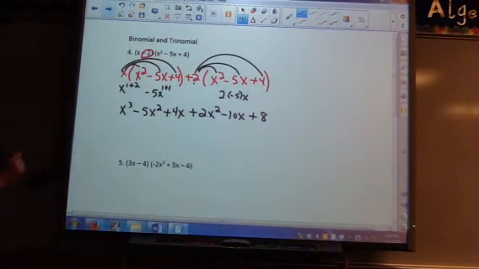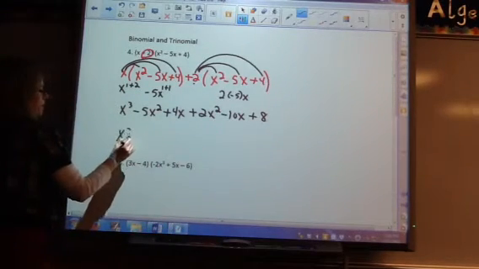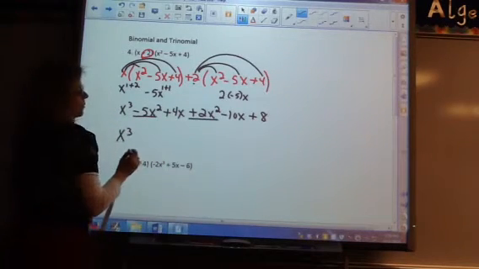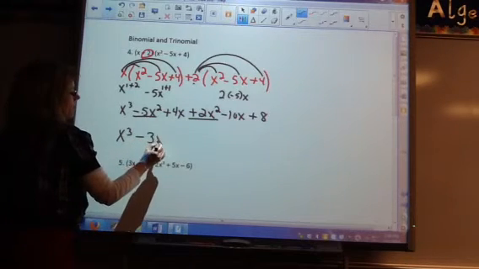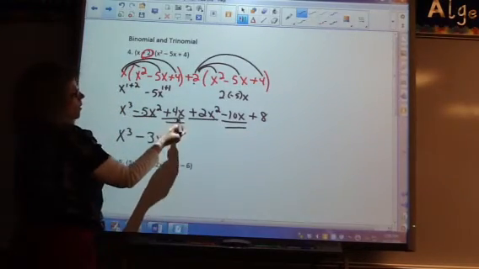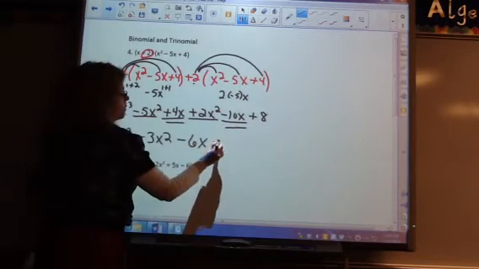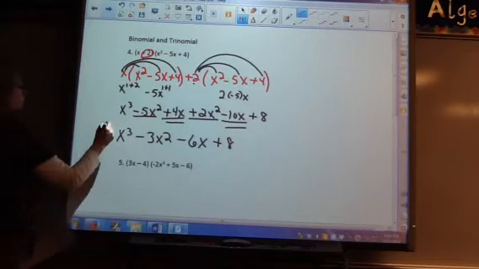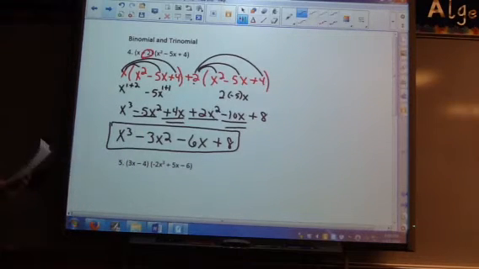All right, so now we need to see if we have any like terms. X cubed? No. Bring that down. X squared: negative 5x squared and positive 2x squared. Negative 5 plus 2 is a negative 3x squared. We have 4x minus 10x. And then bring down your last term. You need to make sure that our final answer is in standard form, and it is. So there's your answer.